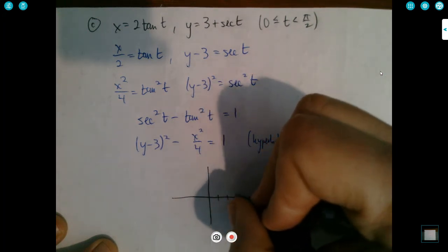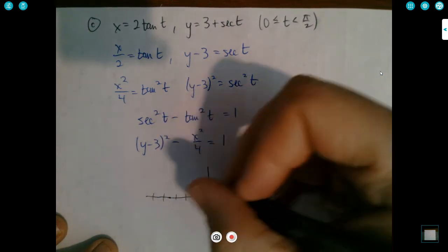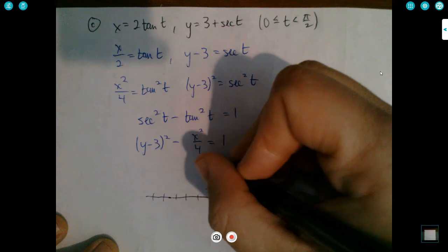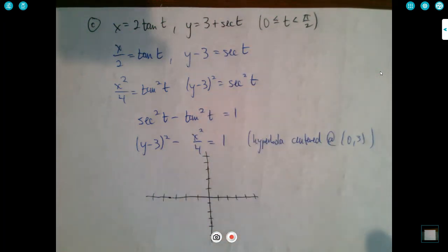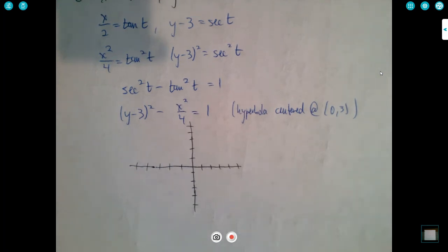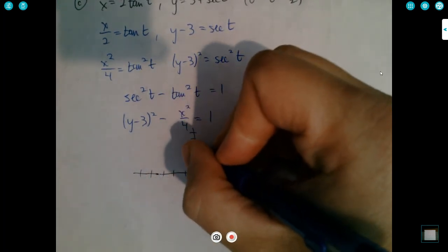So 1, 2, 3, 4, 5, and so on along each axis. Ooh, I should have given myself more space. And maybe some graph paper would have been nice, I suppose. But anyway, so it's centered at 0, 3.